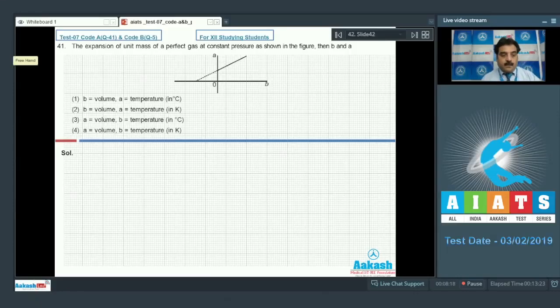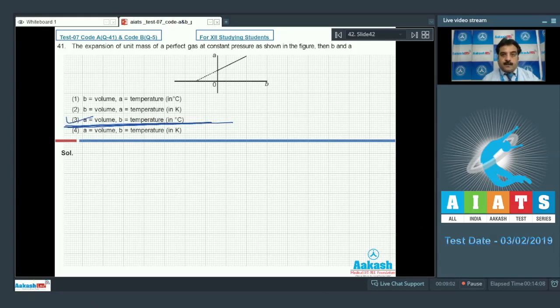In question number 41, the expansion of unit mass of a perfect gas at constant pressure is shown in the figure, and the question is asking what B and A mean. If I go to the diagram or graph, temperature is in degrees Celsius. The volume of the gas becomes 0 at absolute zero temperature, which in degrees Celsius will be negative, as we know. Therefore, A is volume and B is temperature. Simple as that. So option number 3 will be the right choice.